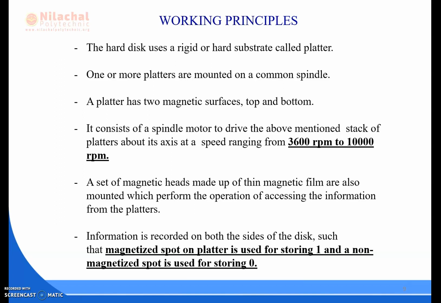In our next slide, we will be discussing the working principle of the HDD, how it works. Also, we will be solving some problems to calculate the capacity of the hard disk, and the capacity to perform read and write operations on the hard disk.